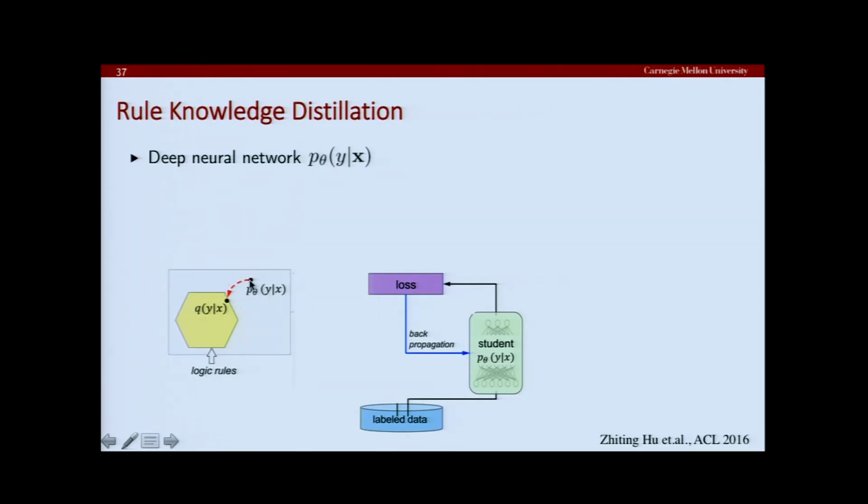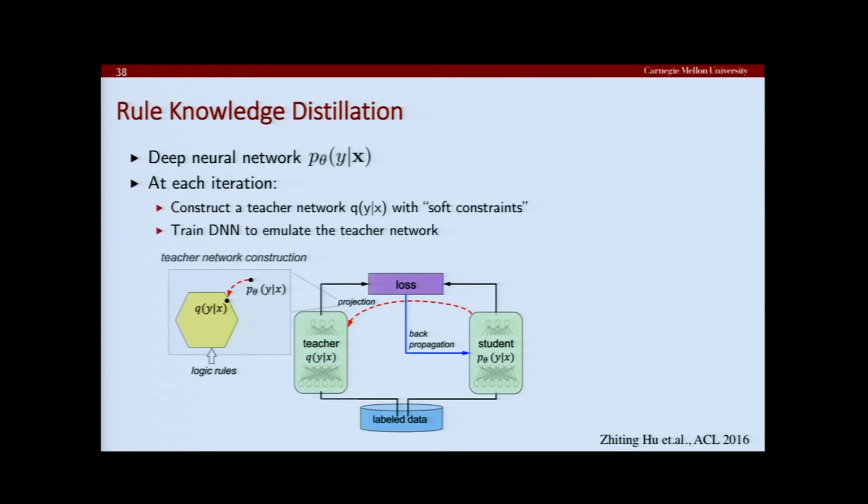And what I want to do is push the predictions of my model to satisfy these constraints, right? Ideally, that's what I want to do. And so to do that, I'm essentially building a teacher network that has these rules embedded into this model. You can think of training as constructing this teacher network with these soft constraints, and then I can train a deep neural network to basically emulate the teacher network. So there's this distillation loss.